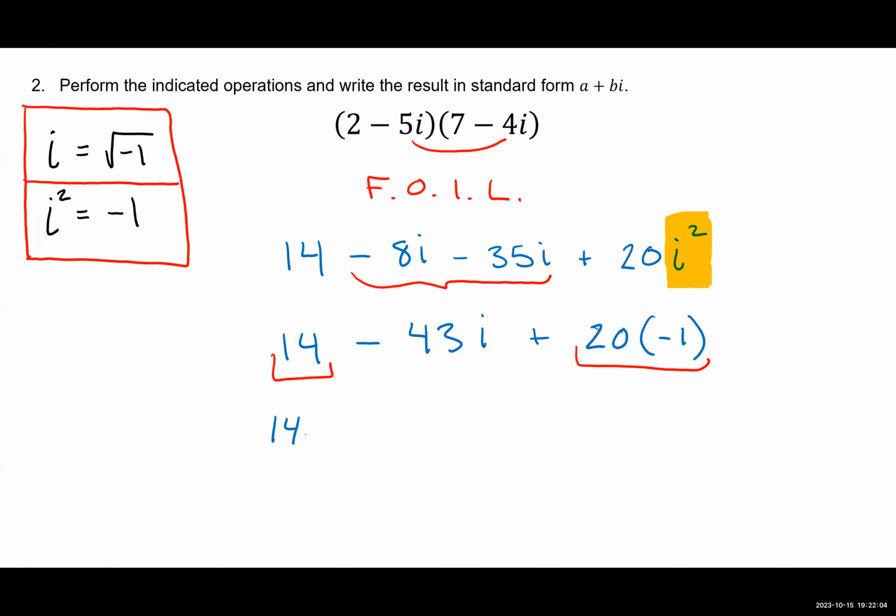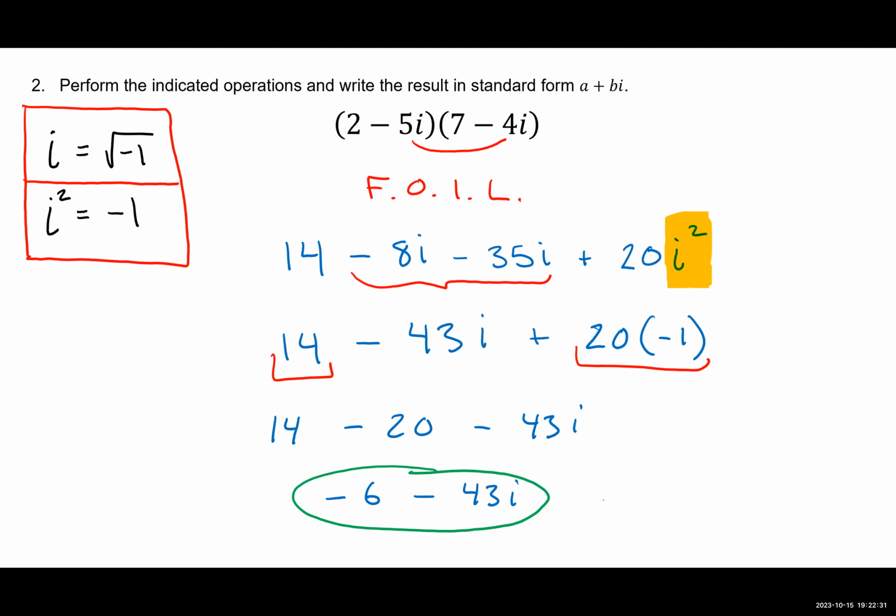We've got a 14, and I'll put this 20 second, and that's actually going to be a minus 20 because it's plus 20 times -1. So minus 20, and then a minus 43i. 14 minus 20, we could put those two guys together. That's -6 minus 43i. And our final answer should always be in the form a plus bi, something plus something i, where the a and the b are real numbers.